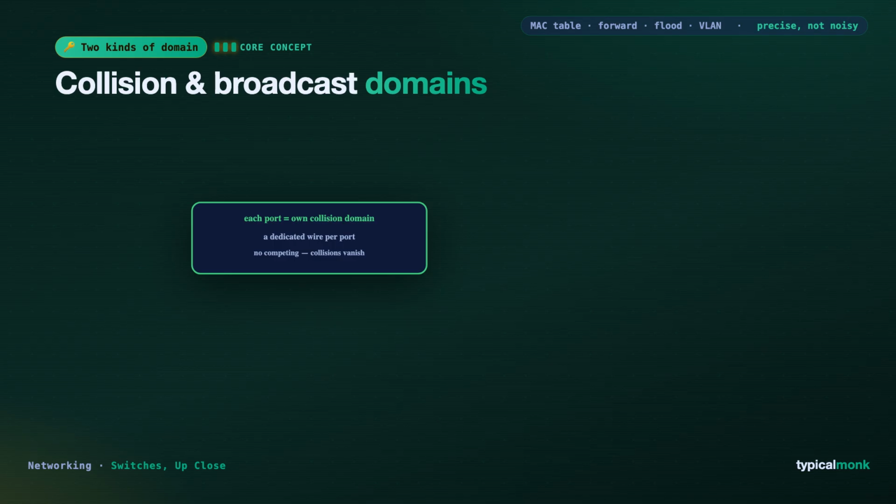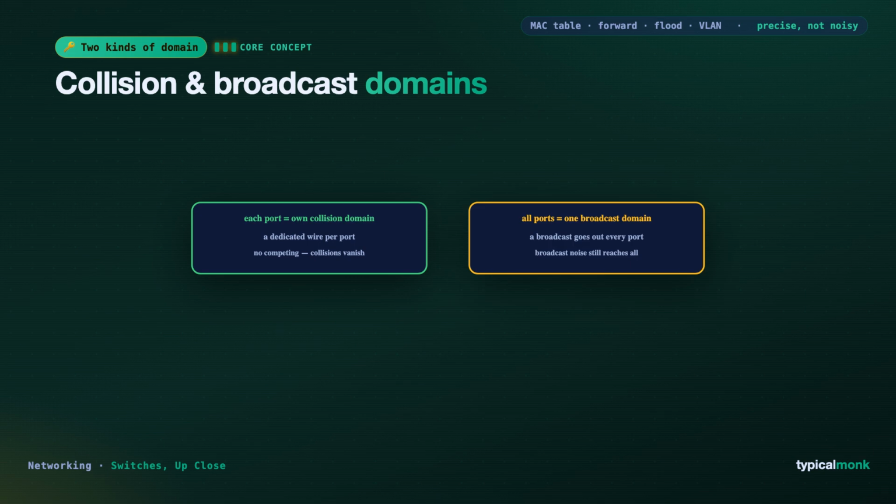A switch gives every port its own dedicated connection, so a device never has to compete with others for the wire. Collisions essentially disappear, which is a huge part of why switched networks are so much faster than hubbed ones. But, and this is the important limit, all the ports on a switch remain in a single broadcast domain. A broadcast is a special frame meant for every device on the local network, and by design, the switch sends a broadcast out of every port. So while ordinary traffic is neatly isolated to individual ports, broadcast traffic still reaches everyone connected to the switch.